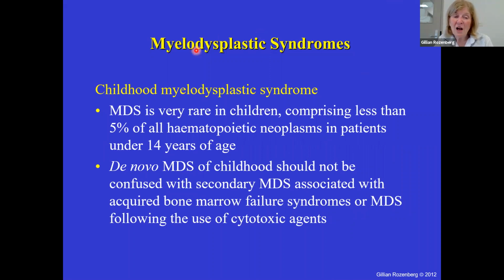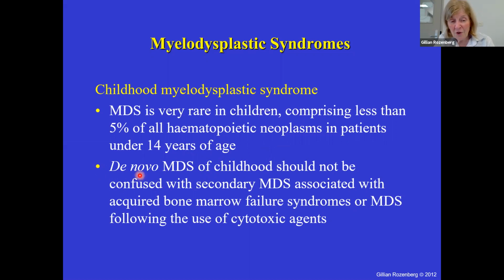So now we're moving to childhood myelodysplastic syndrome. It's a very rare condition in children. It's so rare that if you think of this, it comprises less than 5% of all the hematopoietic neoplasms in patients under the age of 14 years. So it's very rare. That's why that young 14-year-old child came over from another state to have a transplant at the Sydney Children's Hospital, at Prince of Wales Hospital.